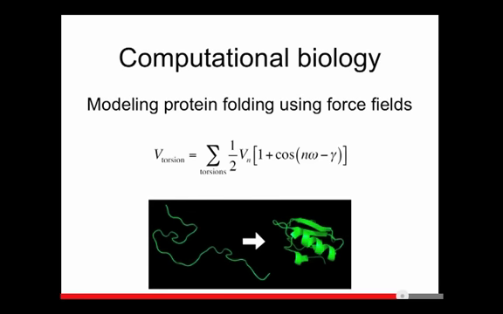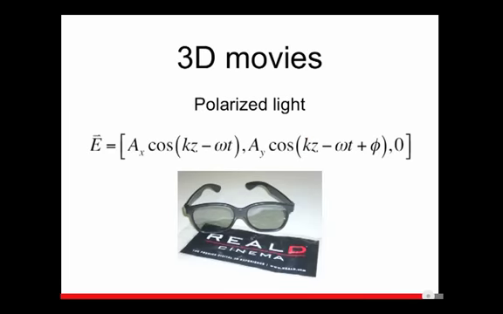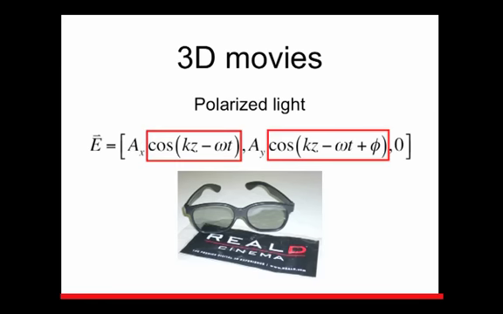Trigonometry also has its uses in biology. For example, if you're modeling protein folding using force fields, you'll want to calculate the torsional energy in bonds, trigonometrically. And our last example are 3D movies, which can make use of polarized light. If the left eye sees one polarization and the right eye sees a different polarization, that results in a stereoscopic or 3D effect. Here's the equation for an electric field of light with polarization in x, y directions. Notice the cosine terms. So I hope you get the idea that trigonometry is useful throughout science and engineering.